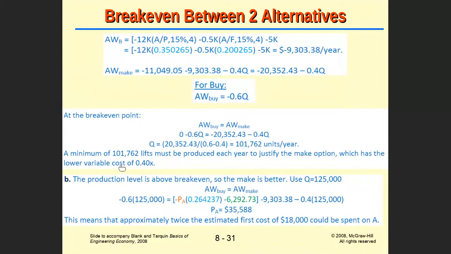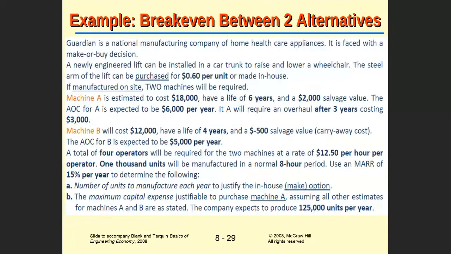And that is exactly what part B says. If the production level is above the break even, so what is the best option to choose? We go with the option that has the lower variable cost, which is, we have the 0.6 for the buying and 0.4 for the making. And in this case, we will have the making option is the one to be selected based on the criteria.